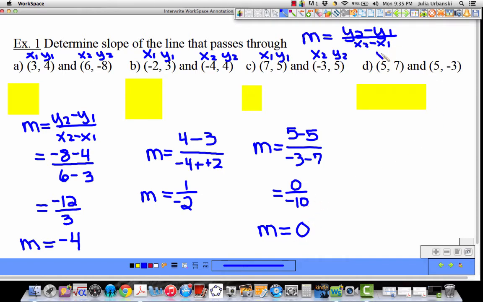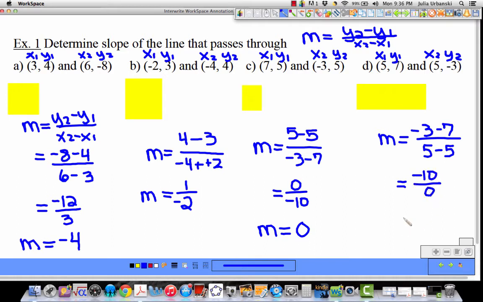And this last one, we have x1, y1, and x2, y2. So for our slope, we're going to do y2, negative 3, minus y1, which is 7, over x2, 5, minus x1, which is 5. So in this case, we have negative 10 on top, but 0 on the bottom. That is actually going to be undefined.